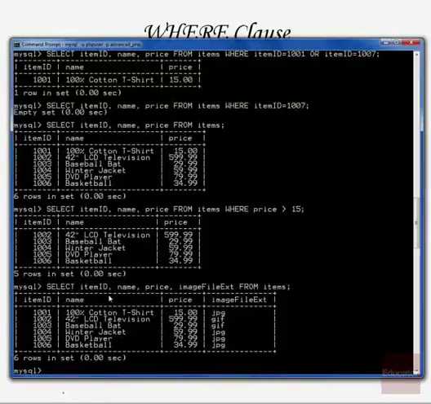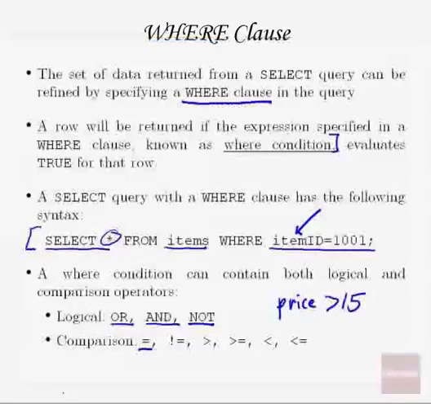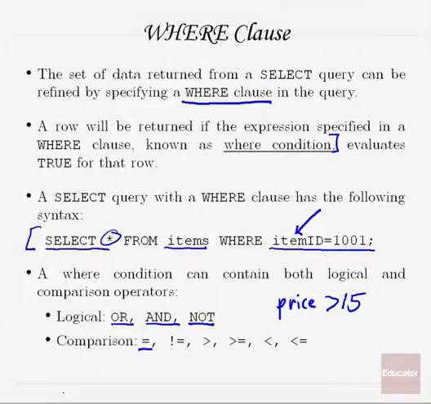So these are the values for all of the item ID, the name, price, and image file extension from items. And what we're going to do is show how to combine some of these operations to have a more complex query, where we return all the items, for example, that have a JPEG image extension and are greater than $15. Before we do that, I just want to talk about how to specify literal values within where clauses.